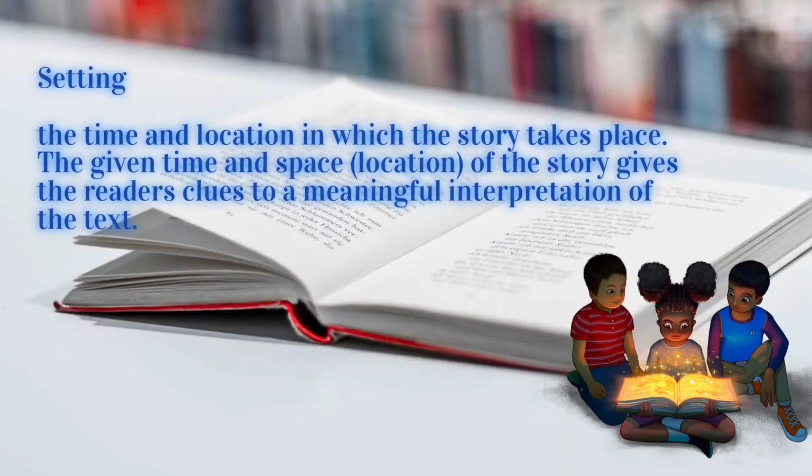Okay, the first element is setting. Setting is the time and location in which the story takes place. The given time and space or location of the story gives the readers clues to a meaningful interpretation of the text. Let us read a passage from the short story that would give us a clue to the setting of the fiction.